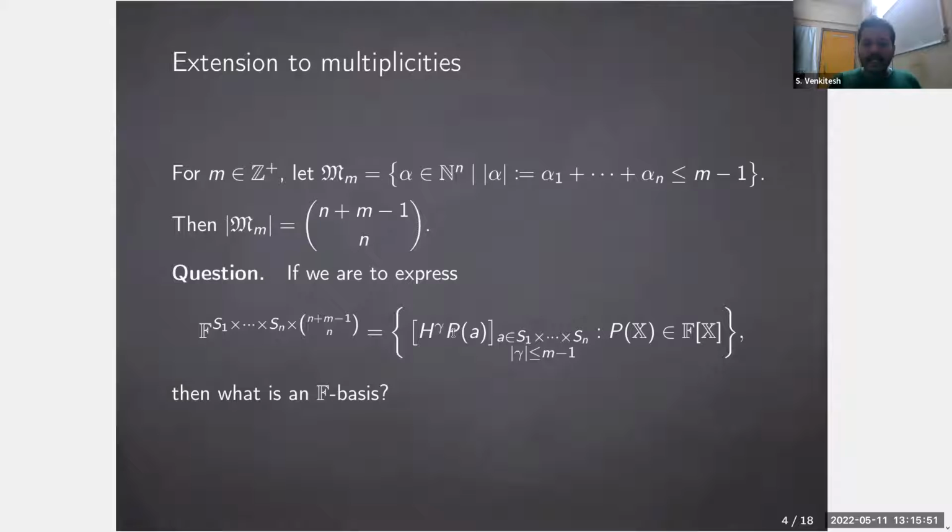Right? And if you are to express this vector space in this way, this can always be done. Just as you had Lagrange interpolation in the simple case, you have Hermite interpolation in the multiplicity case. So there is always a polynomial which will give you such an expression for any vector in this vector space. Now the question is, what's a nice basis, or how small an expression can you have?